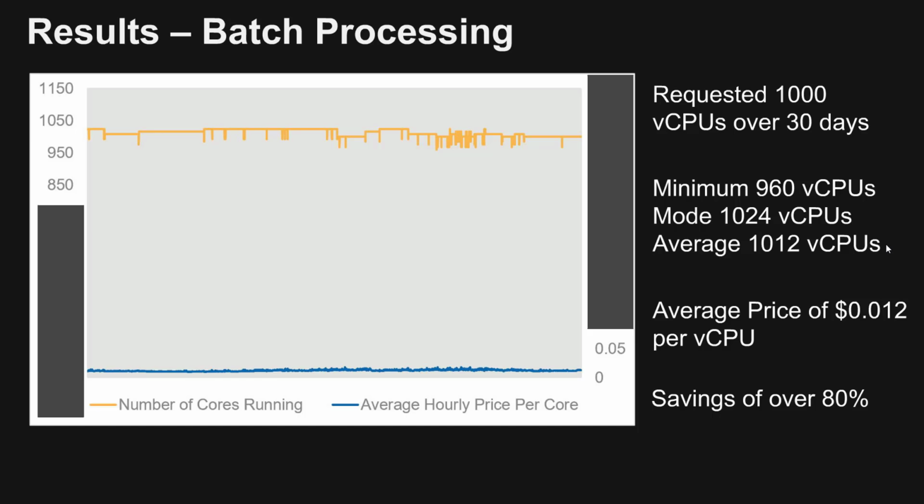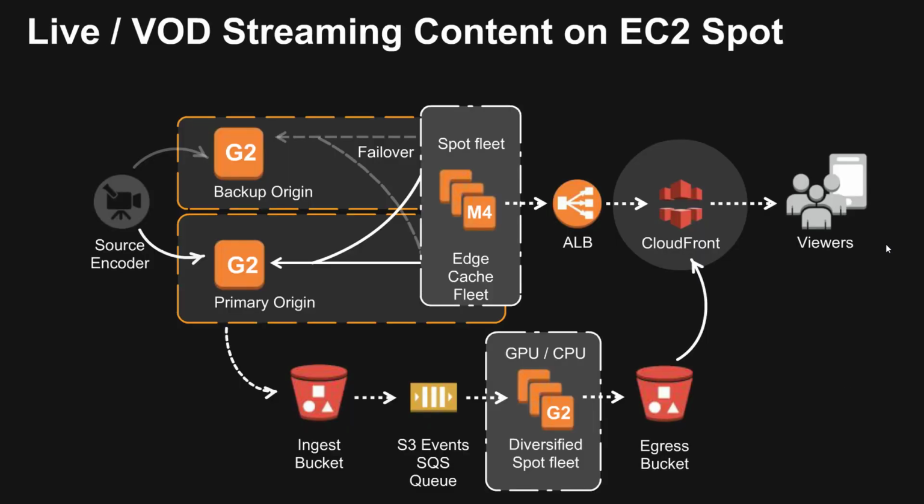1.2 cents per hour. And that results in a savings of over 80% over that 30-day period of time. So the second use case is live and video on-demand streaming content.